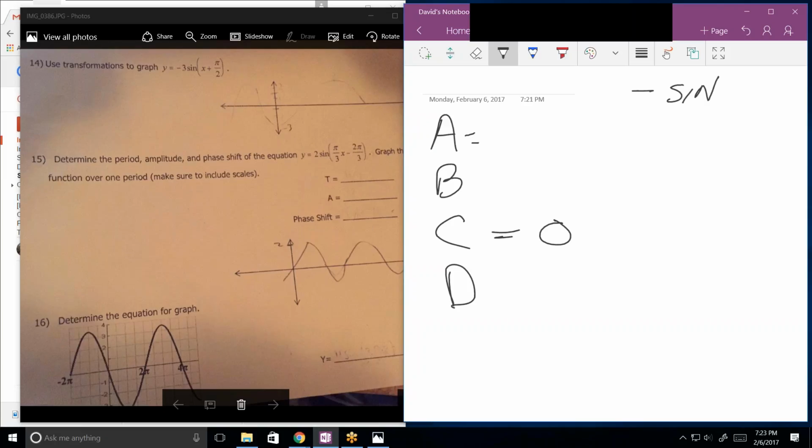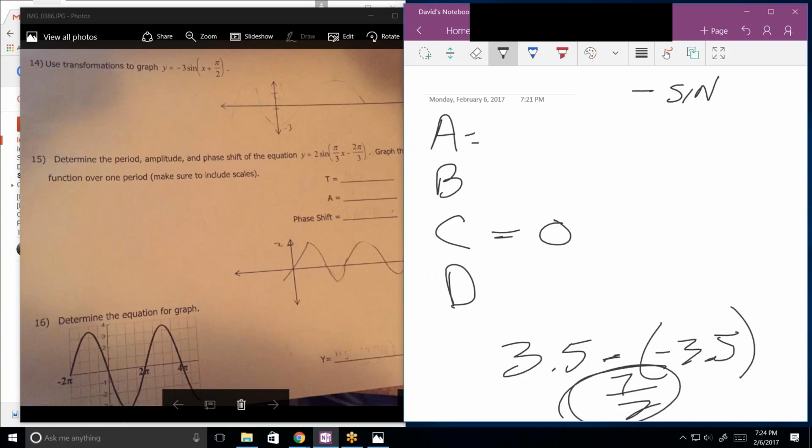It looks like the amplitude is going to be 3.5. The way you get A is by taking the peak, subtracting the minimum, and dividing by 2. And that gives you 3.5 minus a negative 3.5, which gives you 7 divided by 2. That's A, 7 halves.